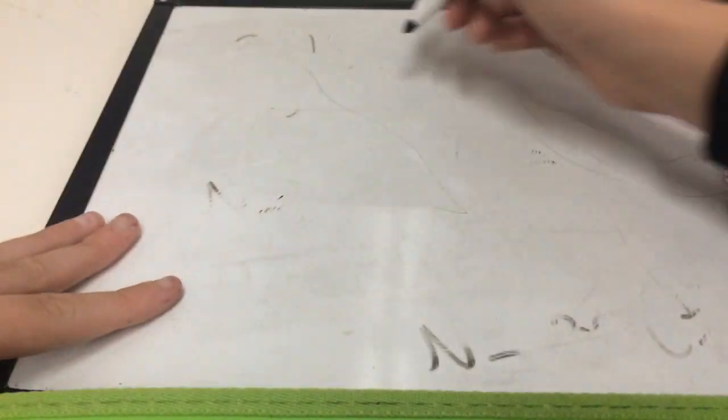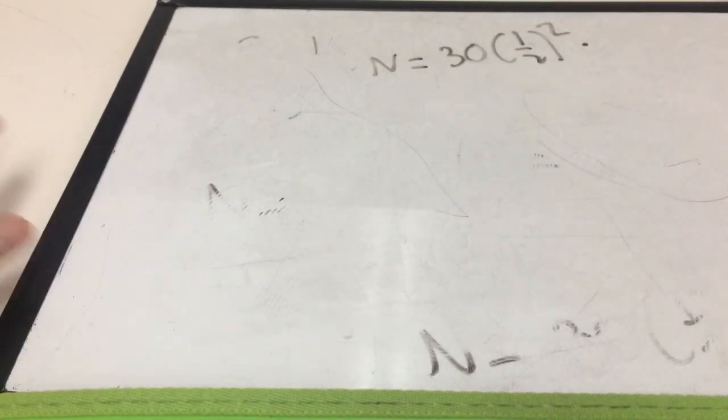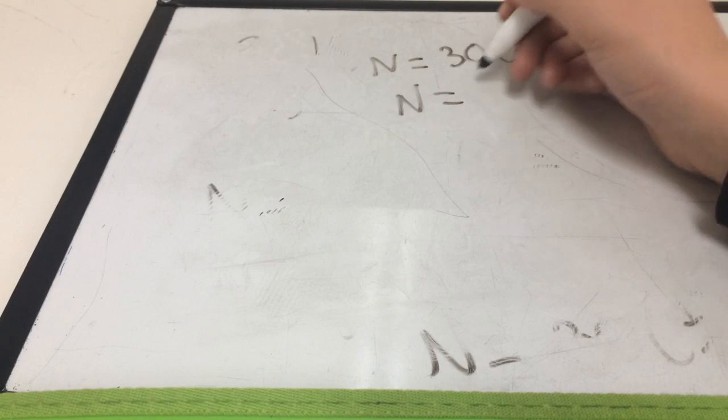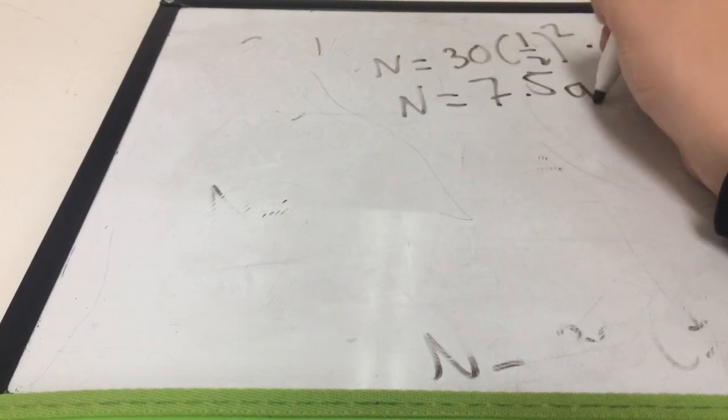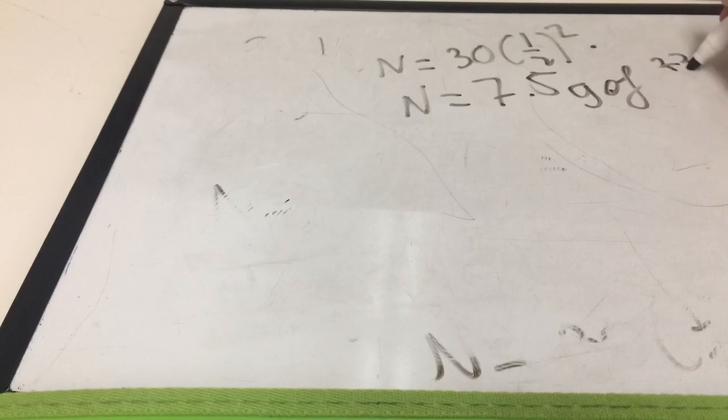Now we actually do the maths for this. All we've got to do is this, and the answer should be 7.5 grams left. There should only be 7.5 grams left of uranium-238.